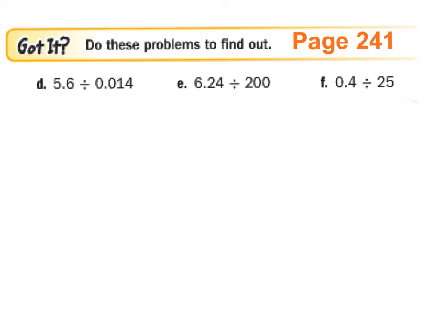All right, there are 3 got it's at the bottom of the page, 241. Again, there's not very much room for you to work in your math book, so find some space, find some scratch paper, something to make sure that you're working all these out. We'll do the first one together.